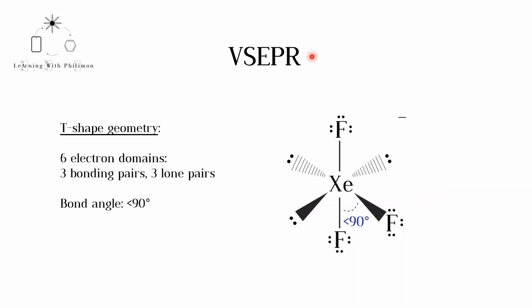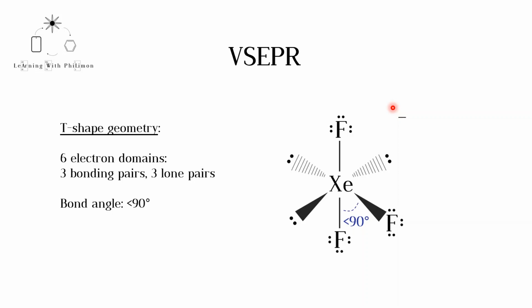The trifluoroxenate II anion, XeF3-, has the following structure. Note that this compound has only been detected in the gas phase. There are no other examples of this molecular geometry, so you will most likely not be asked to draw this. Xenon normally has 8 valence electrons, but the anion has a 1- charge, so xenon gains an electron.